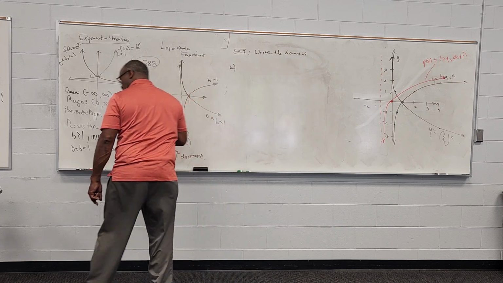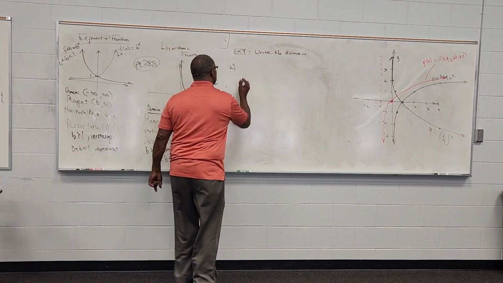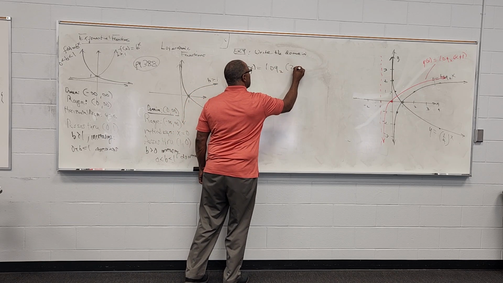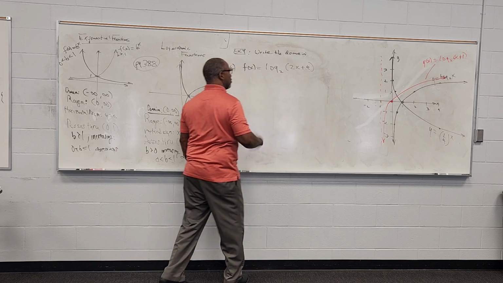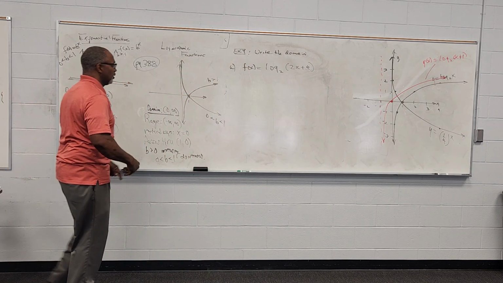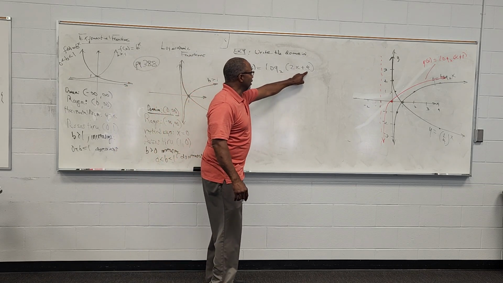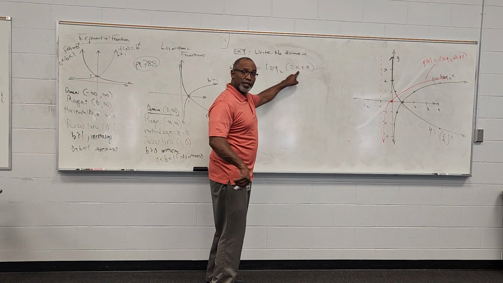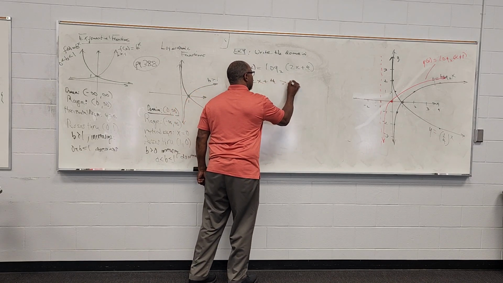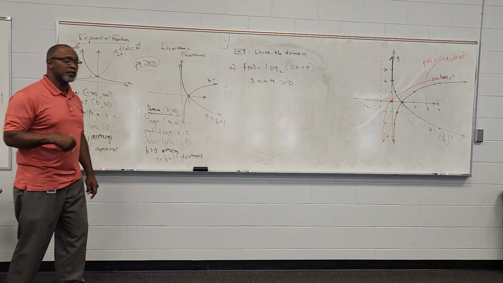So A says f of x is log to the base 2 of 2x plus 4. So again, that's a log function. So the domain is from 0 to infinity. Whatever you're trying to take the log of has to be a greater than 0 quantity. So 2x plus 4 has to be greater than 0. That's the only way I'll be able to take the log of it, if it's positive.